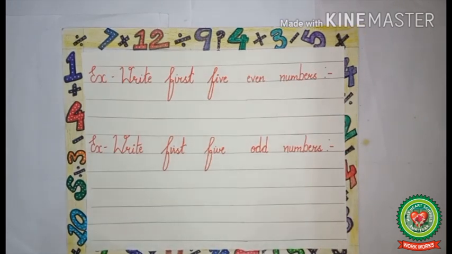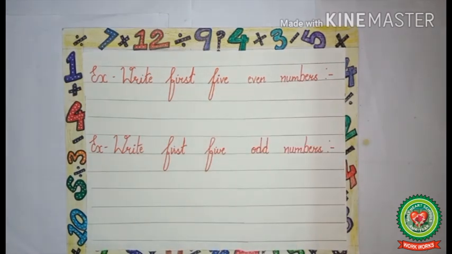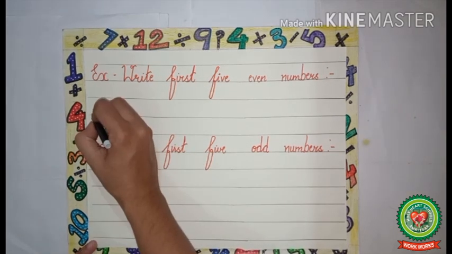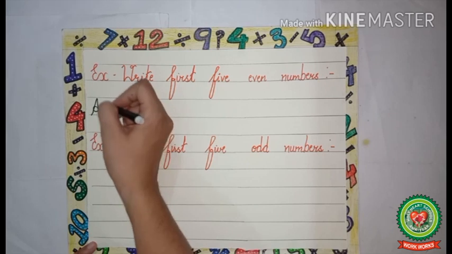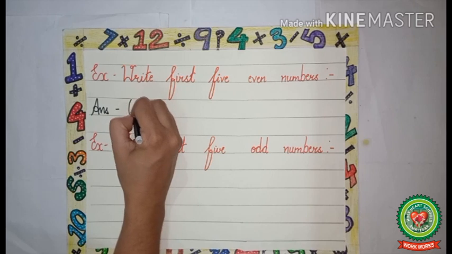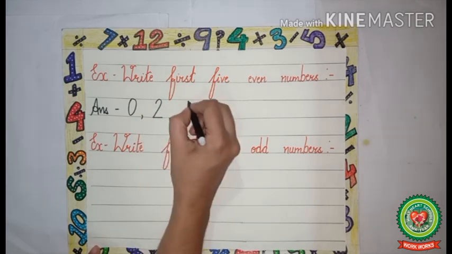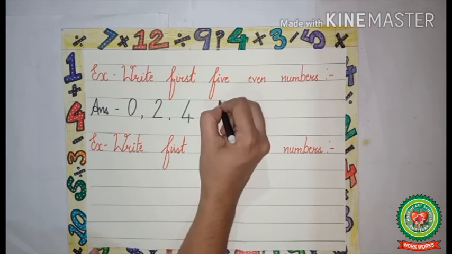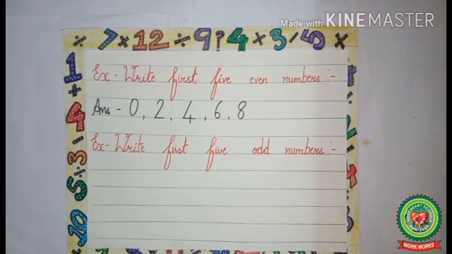Now here the exercise is: write the first 5 even numbers. Here we will write the first 5 even numbers. So after leaving one line, first we will write ANS, answer. Now the first 5 even numbers are 0, 2, 4, 6 and 8. These are the first 5 even numbers.